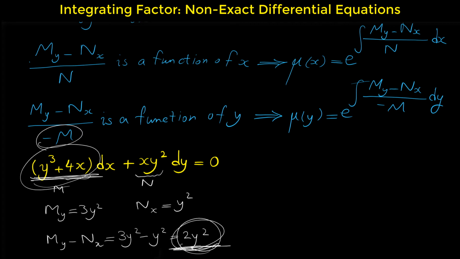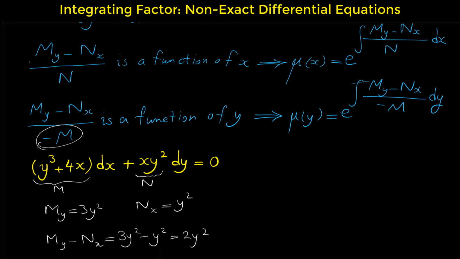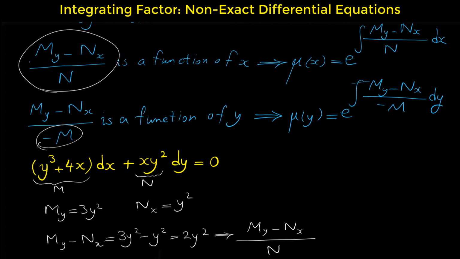So for this example, this integrating factor works. Again, note that if we divide M sub y minus N sub x by N, as here we have, this expression M sub y minus N sub x is 2y squared.